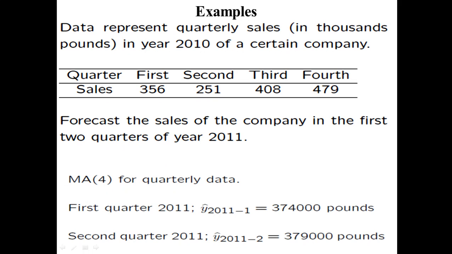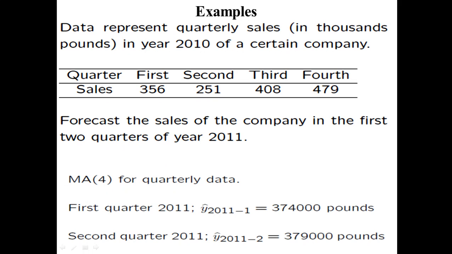Let's turn to the third example. Here, the data represent quarterly sales in thousands in year 2010 of a certain company. He gave me 4 quarters, first, second, third, and fourth. He gave me the sales of these 4 quarters, and he wants to forecast the sales of the company in the first 2 quarters of the next year, which is 2011.